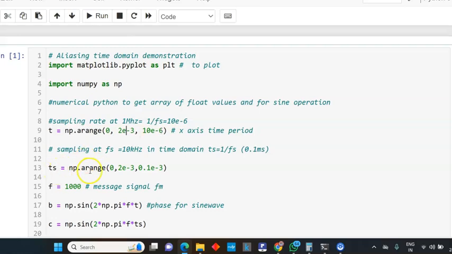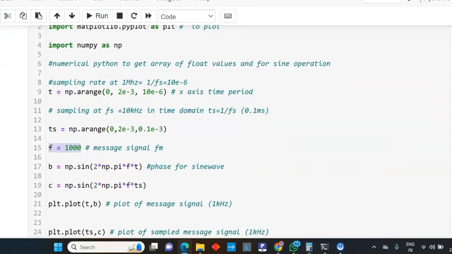The second one is TS, the same signal we are going to generate with a 1 millisecond sampling time. 1 millisecond sampling time is 1 kilohertz, while 10 microseconds is the higher frequency. Here, this is just 1 kilohertz, right? The time duration for which we need the signal is 2 into e power minus 3, which is 2 milliseconds. So the signal we want to generate is f equal to 1000 hertz, right?